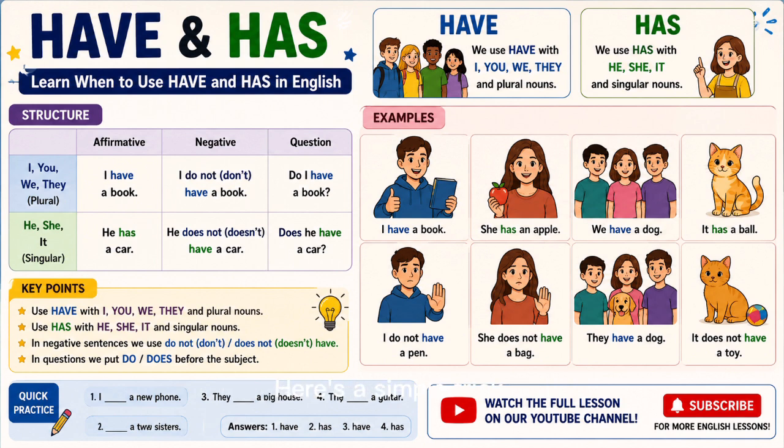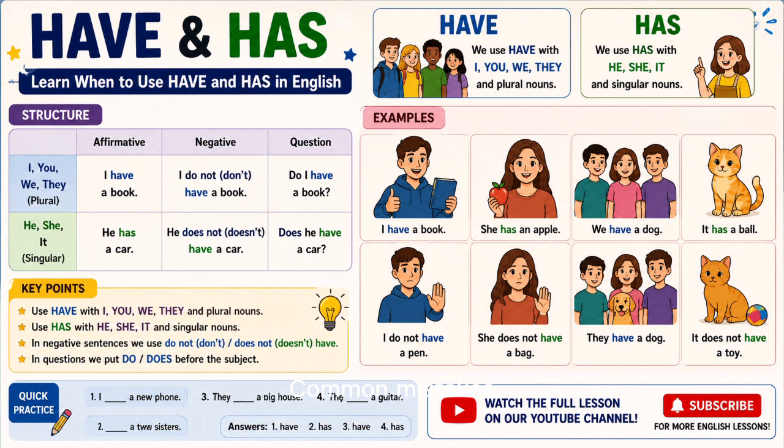Here's a simple trick. Think about the subject first. If the subject is I, you, we, they, use have. If the subject is he, she, it, use has. That's all. Let's compare. I have a dog. He has a dog. We have a car. She has a car. They have homework. It has a long tail. Notice that only the subject changes. The meaning stays the same.